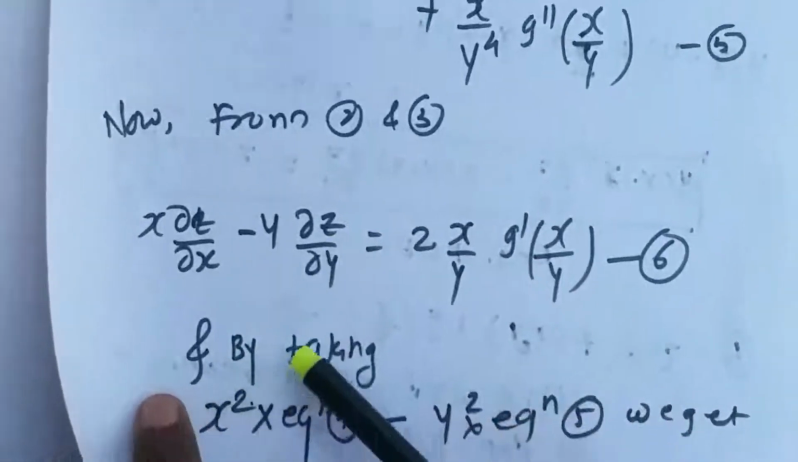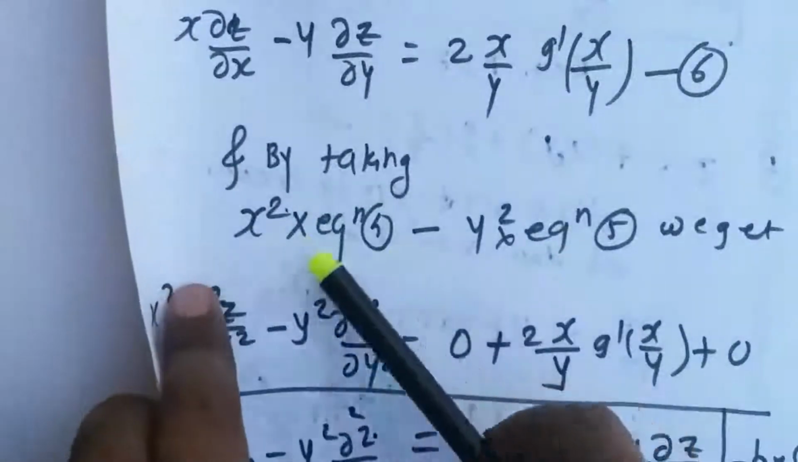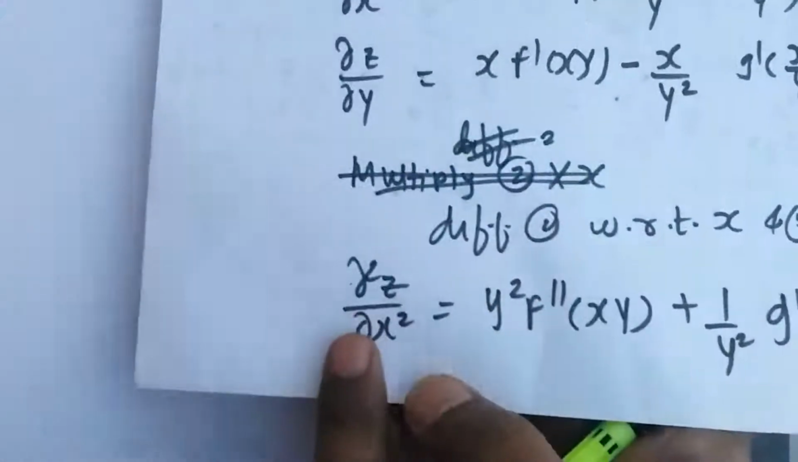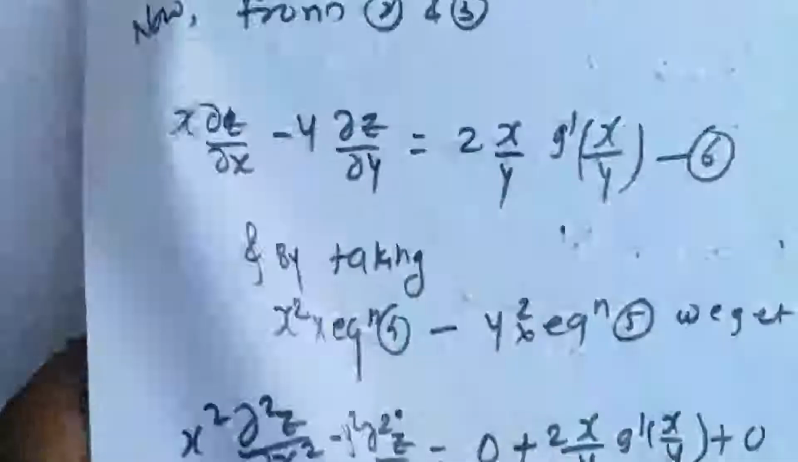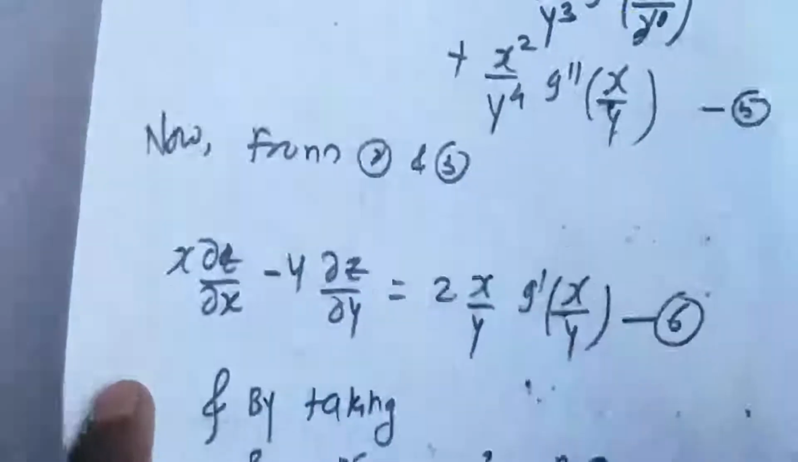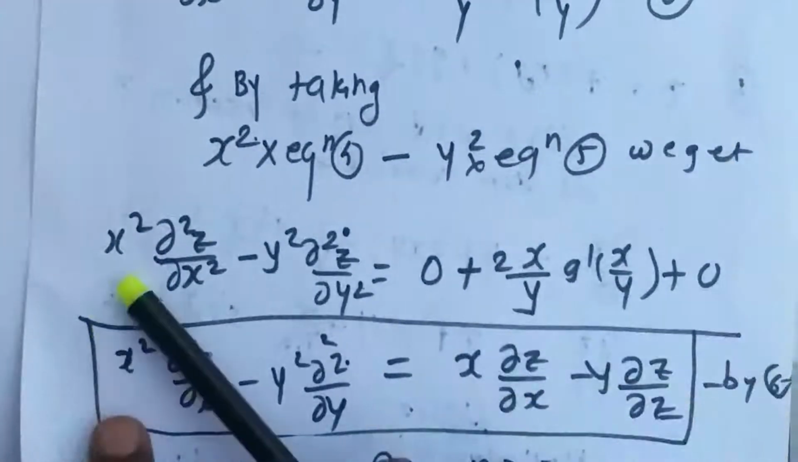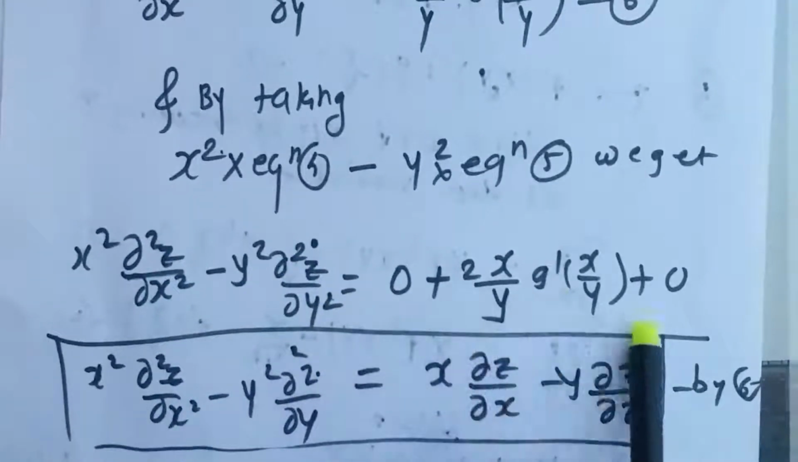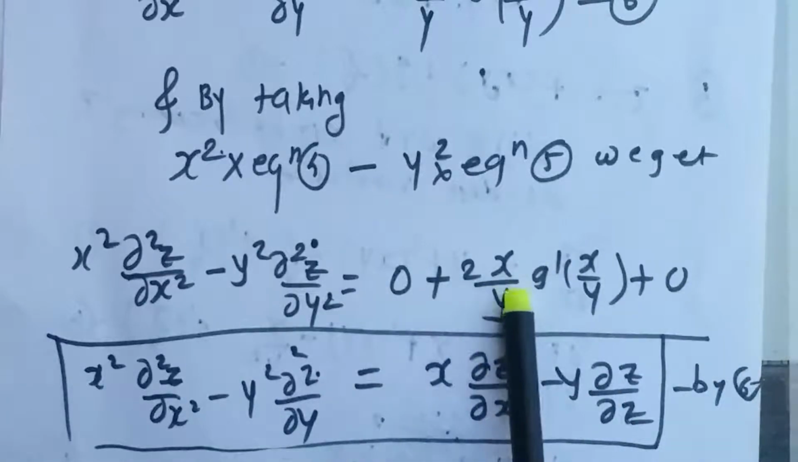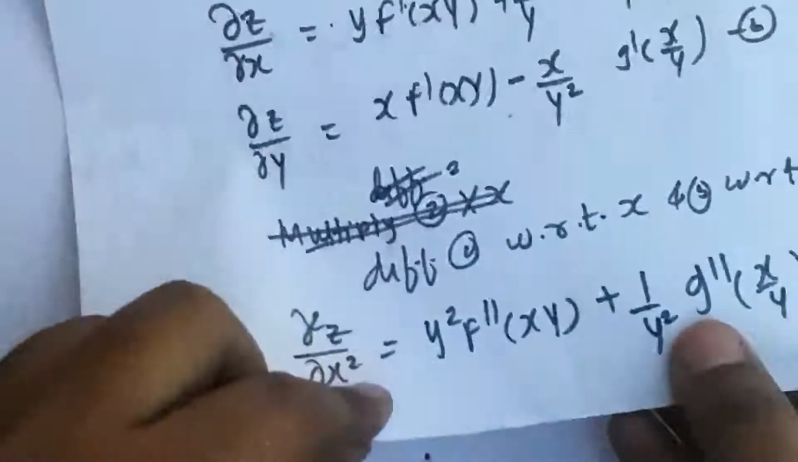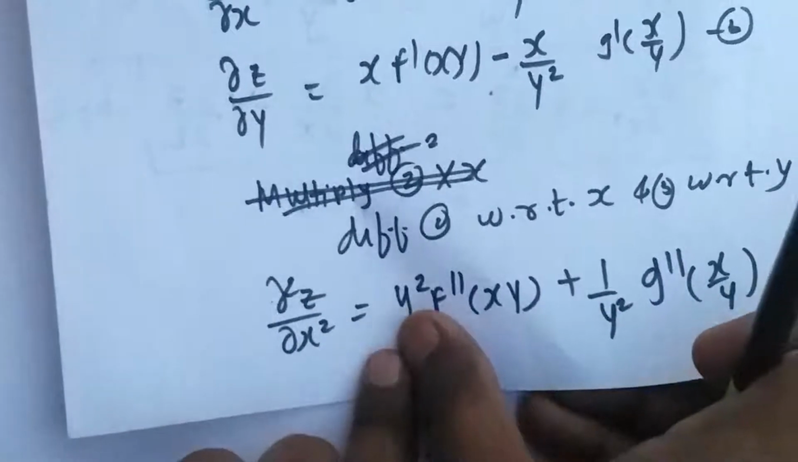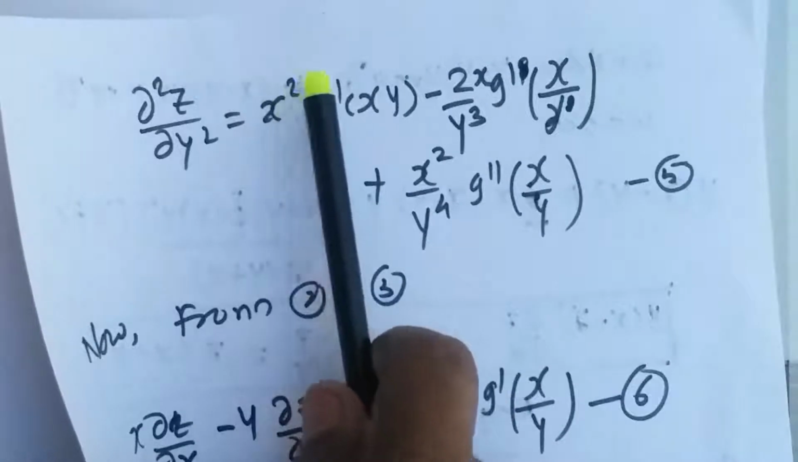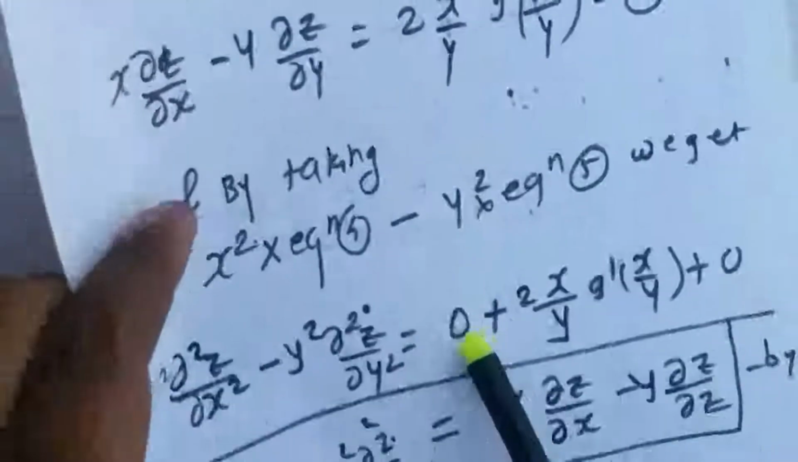Now after this, consider equation 4 into x square minus equation 5 into y square. That means to this derivative I am going to multiply by x square, and to this derivative I am going to multiply by y square. After doing the subtraction, on the left hand side I will get x square del 2z by del x square minus y square del 2z by del y square. On the right hand side, two terms will become 0 and only one term will remain. See how? If you multiply by x square, here you will get x square y square f double dash of xy. If you multiply this by y square, you will get again the same term. And we are doing subtraction, so that term will vanish.